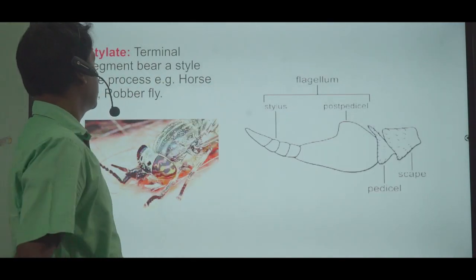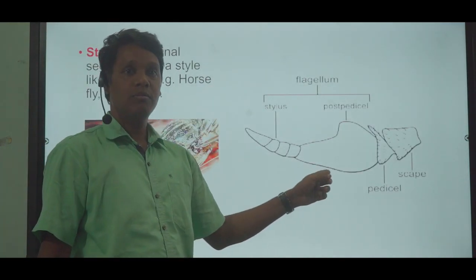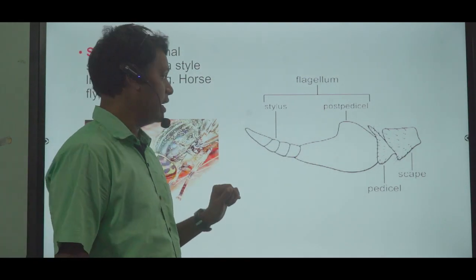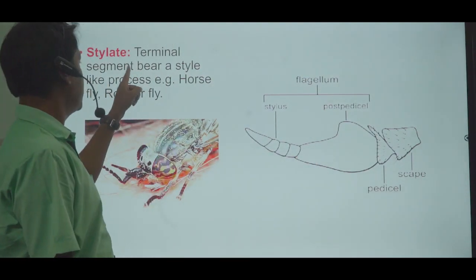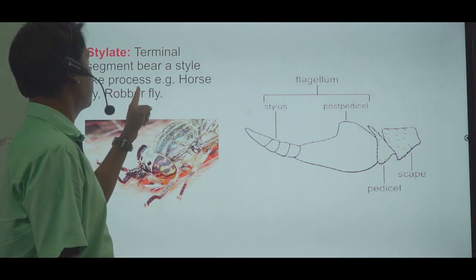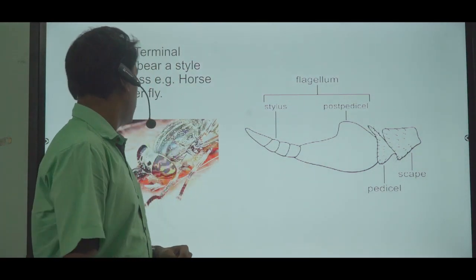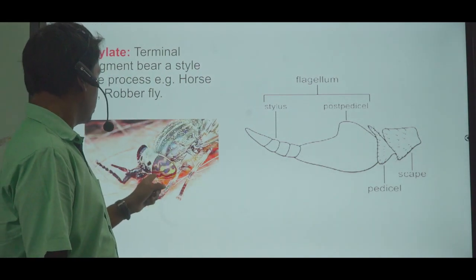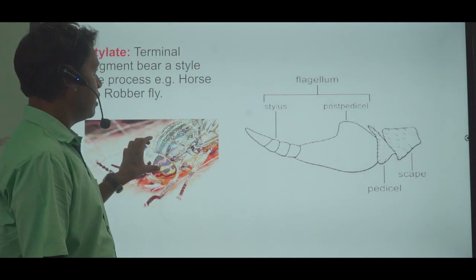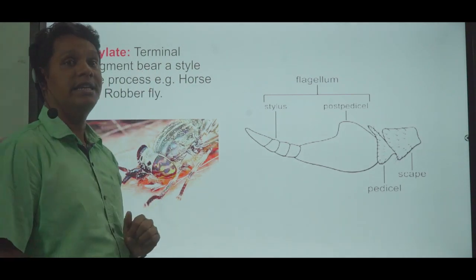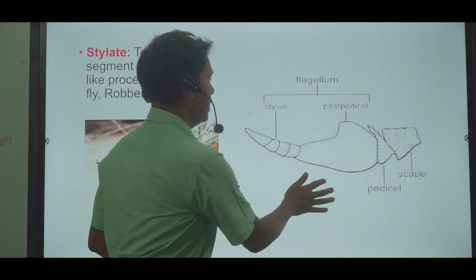Next type is stylet. This is the figure of the stylet antennae. Here the terminal segment bears a style-like process. For example, in the case of a horsefly or a rover fly, this is a rover fly, where we can see this type of antennae. It is stylet antennae.